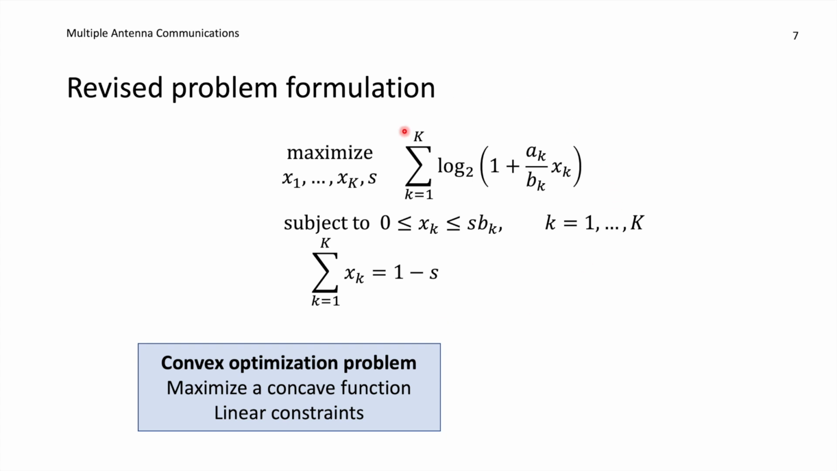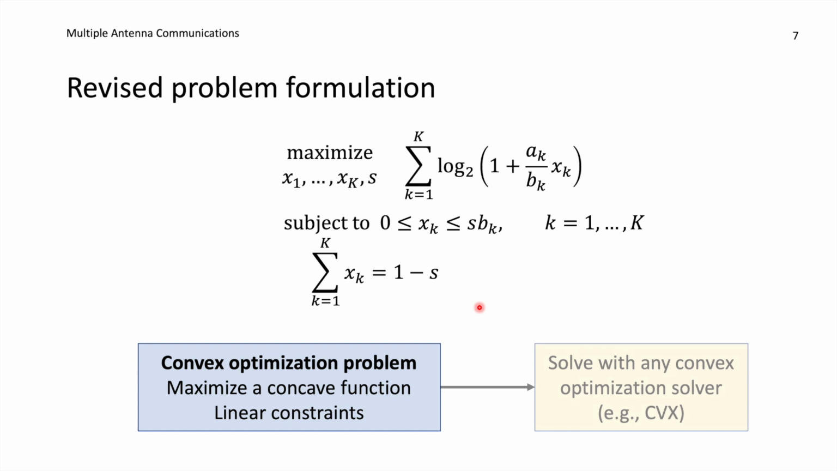So the sum rate maximization problem is a convex optimization problem, and we can solve it with any convex optimization solver. We can of course implement something ourselves, but there are also off-the-shelf solvers that can solve any convex optimization problem. For example, something called CVX that can be utilized in MATLAB or in Python.